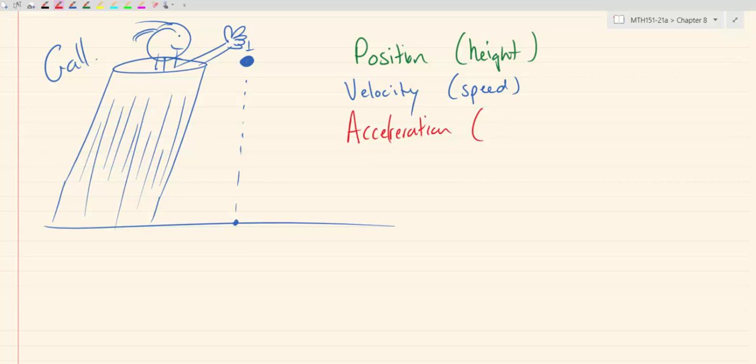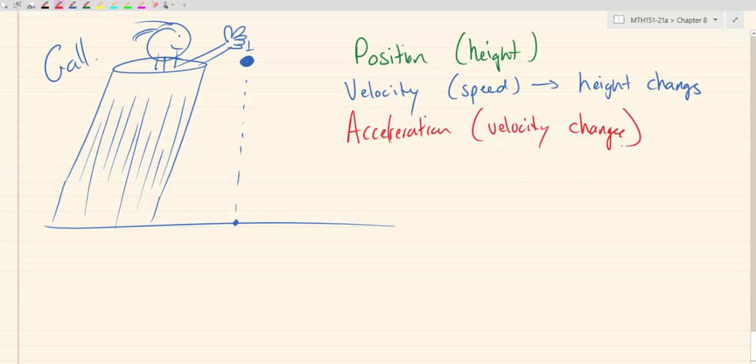And let me build up to this. We'll start with position. Position is the height, how high something is. Velocity or speed is a measurement of how the height changes. So if your position is changing quickly, then you'd say something's moving fast. If your position is changing slowly, then you'd say something's moving slow. It's slow speed. Acceleration is a measure of how the velocity changes. So there are three things that we can measure: position, velocity, and acceleration, PVA.